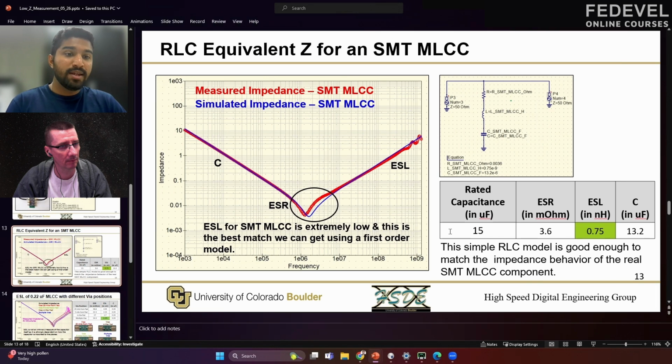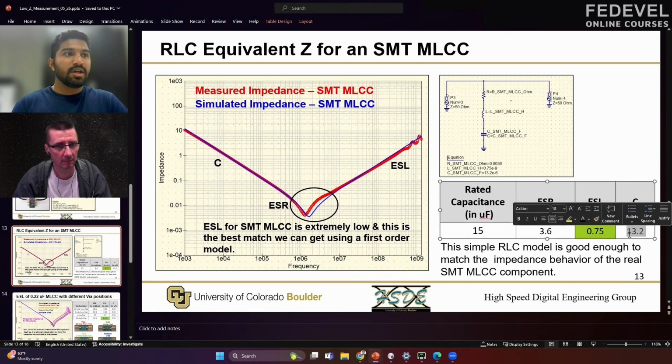So let's look at the values that we get for the ESR, or the equivalent series resistance, the ESL, equivalent series inductance, and the capacitance. The capacitance value that we have here is 13.2 microfarad. The capacitor was rated to 15 microfarad. But the first thing is that we have confidence in this technique now. Also, these capacitors are rated to plus or minus 20%, and this value is well within the tolerance. So whatever result we got from the measurement, it's accurate.